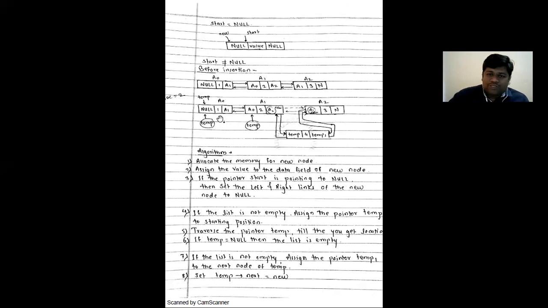Now, in case of a specific linked list, what you are doing is allocating the memory for the new node, the same step, and assigning the value to the data field of the new node. If the pointer start is pointing to null, then set the left and right link of the new node to null. If the list is empty, it is the first node, so we assign the left and right link to the null value, right? Now if the list is not empty, assign the pointer temp to the starting position.